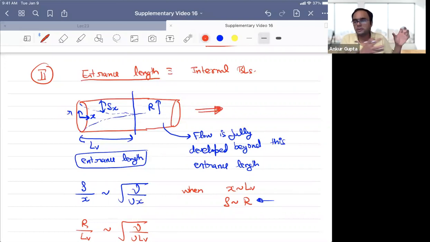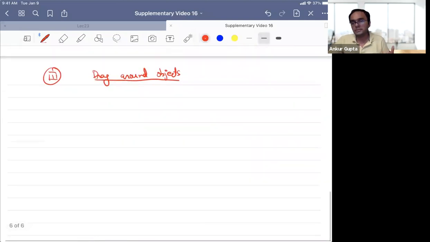The pressure force really won't contribute to the drag force, which is in the direction of flow. So the flow is happening something like this, which is in the x direction. So it'll be skin drag only.